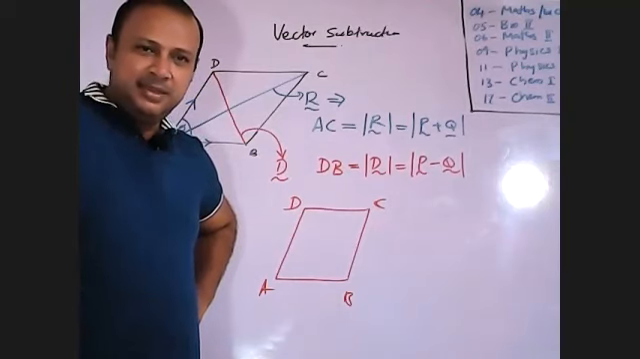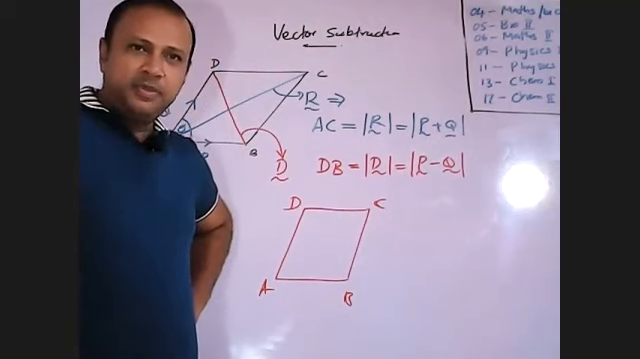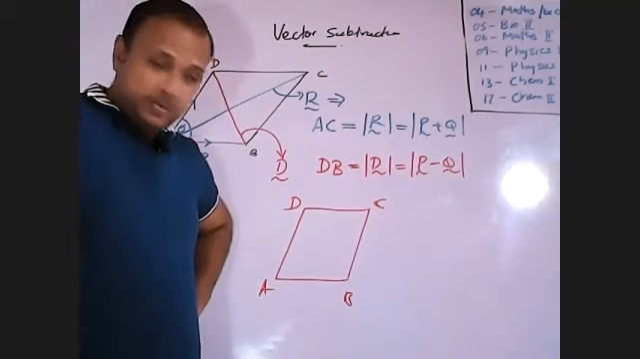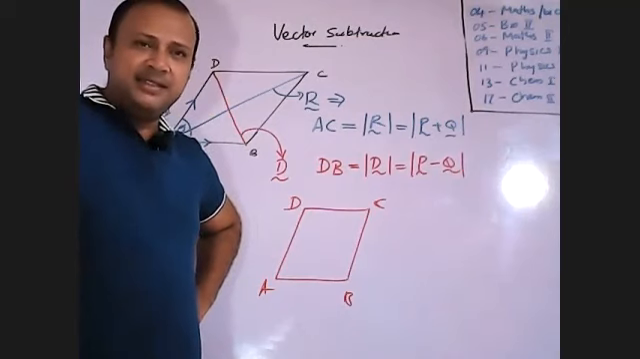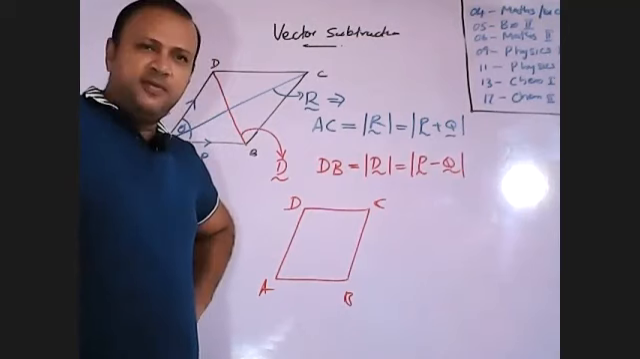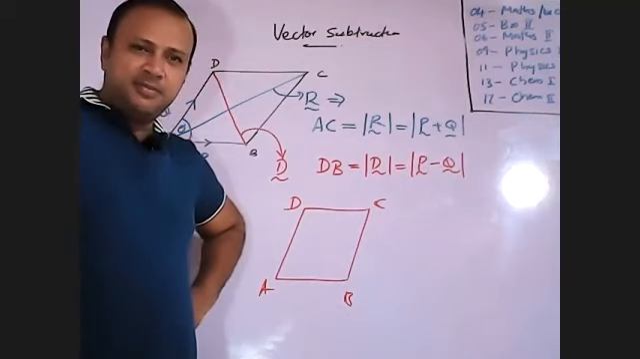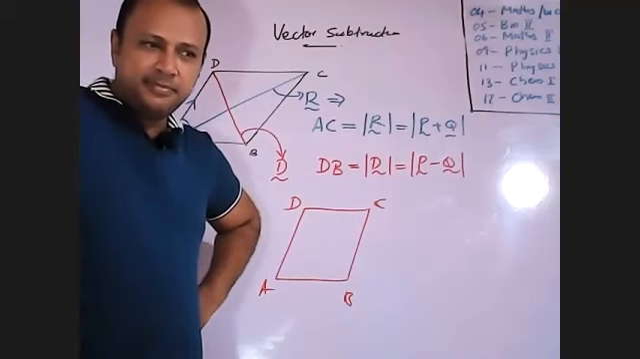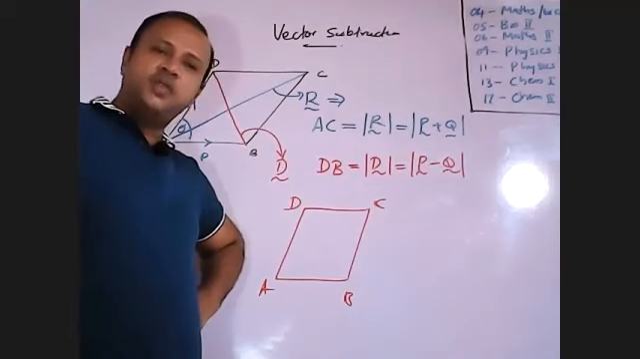So what is the answer? My question is, if two diagonals are equal in length, what kind of parallelogram is ABCD? So it should be a square. It should be a square. Only square.